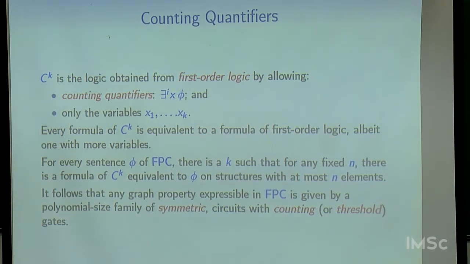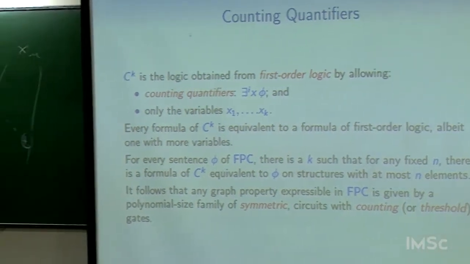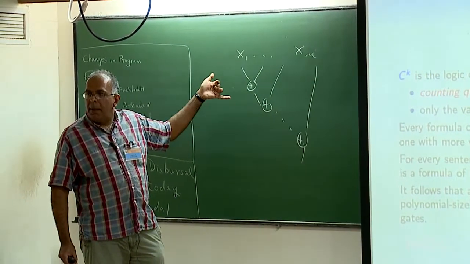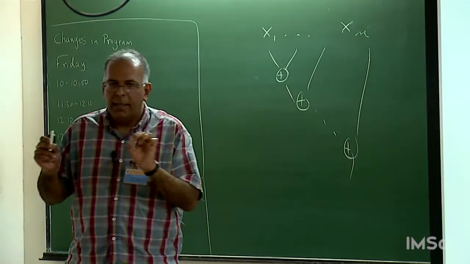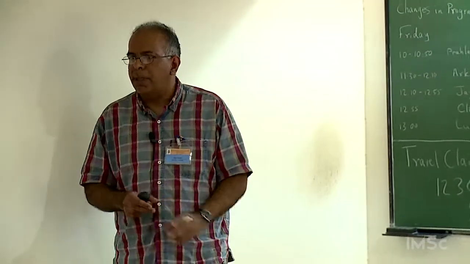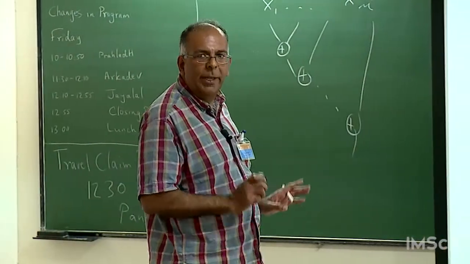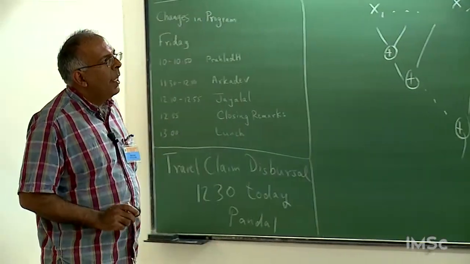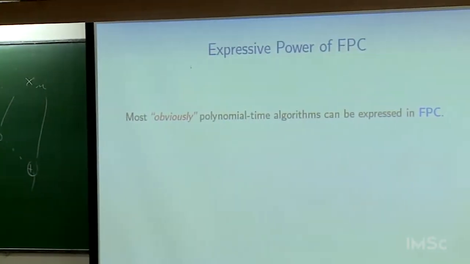So now, this thing, in other words, I've already hinted, well, I've told you, though not proved to you, that this thing cannot be converted into a symmetric polynomial size circuit with Boolean gates alone. But it follows from this that this can be expressed by a polynomial size symmetric family of circuits with counting gates. So adding counting gates actually strictly increases the power of polynomial size symmetric circuits. Okay? And in some sense, the case with counting is the more interesting one. Now, the reason why it's more interesting is because the expressive power of FPC is far more interesting than the expressive power of FP.